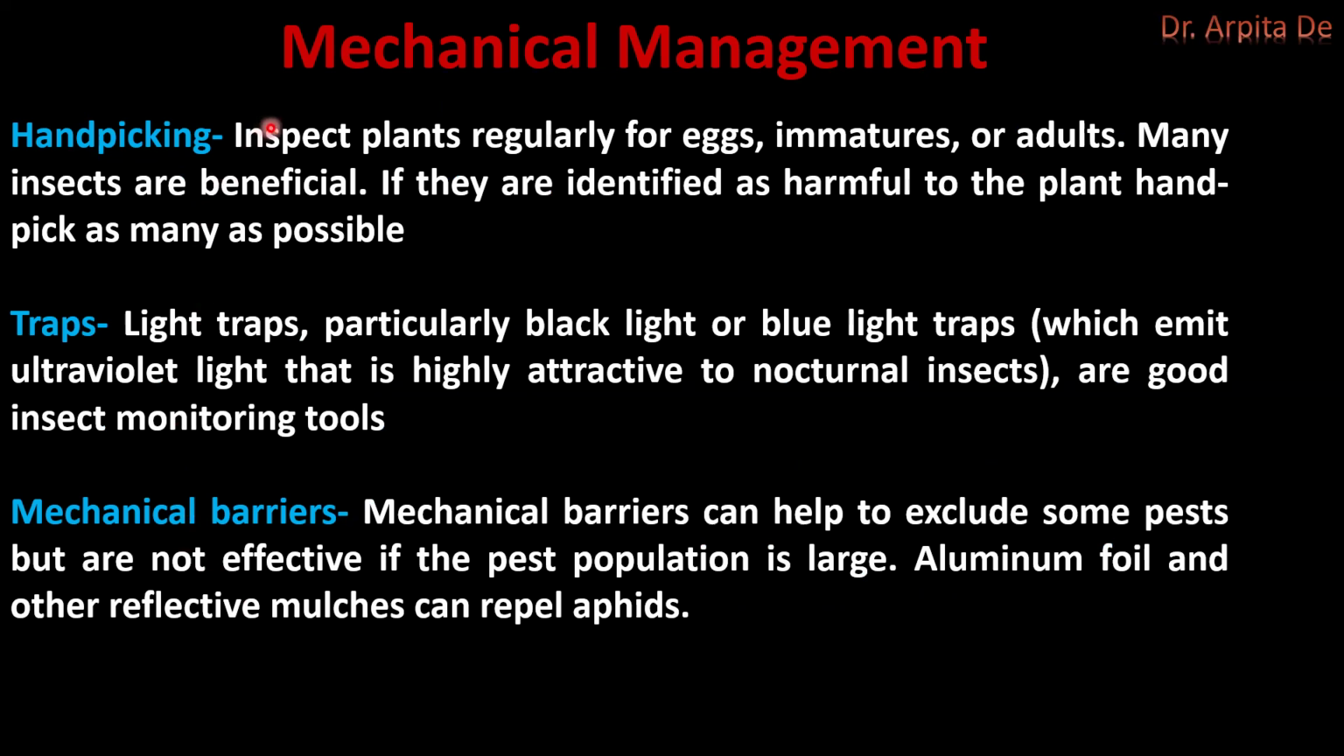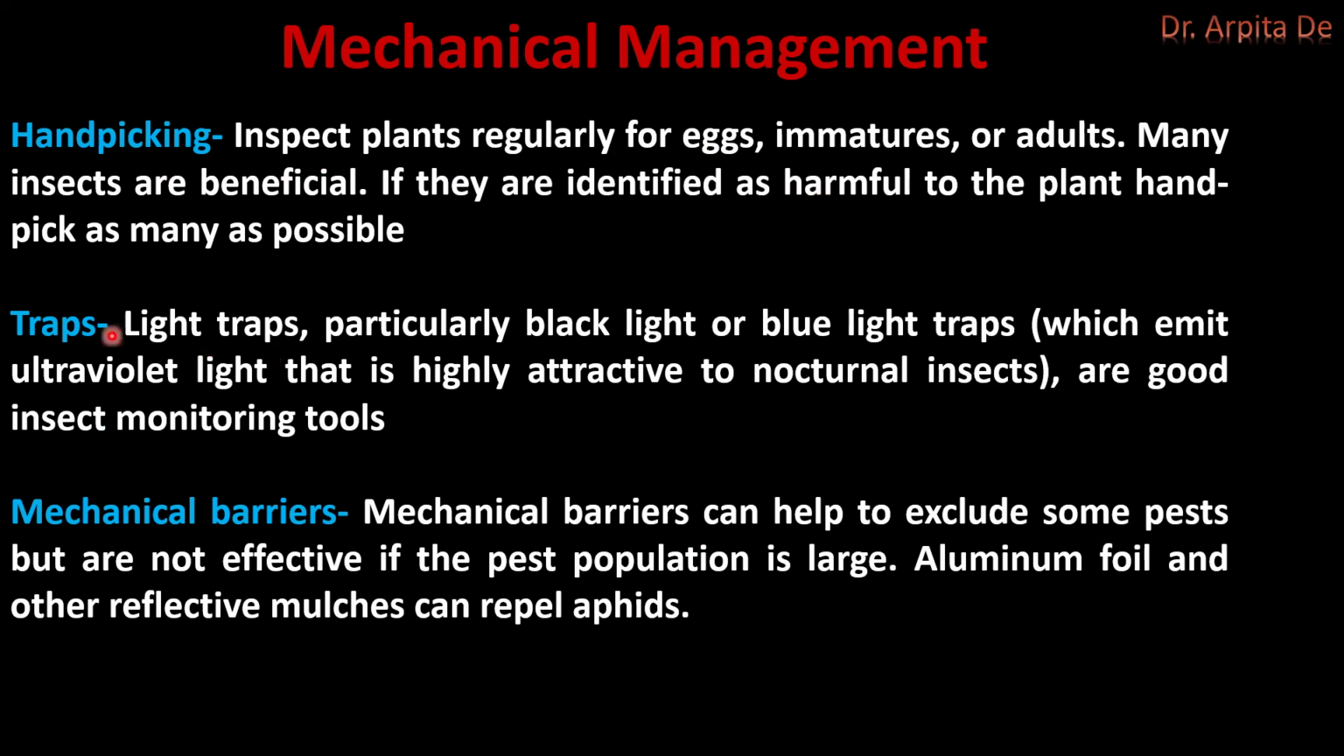Next, coming to physical or mechanical management. First is hand picking. If you see the pests there or plants infested with the pest, you can just identify and pick it with the help of your hand and dispose of it. Inspect plants regularly for eggs, immatures or adults. Many insects are beneficial. If they are identified as harmful to the plant, handpick as many as possible.